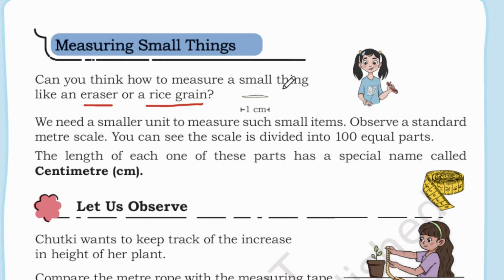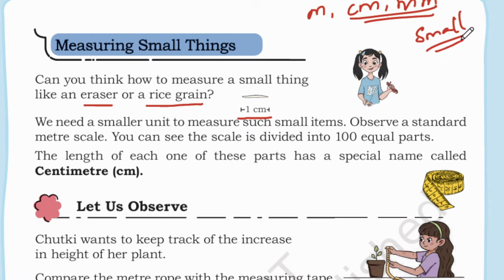Look at this picture. We have a rice grain. It is about 1 centimeter. So we need a smaller unit to measure such small items. We have many units to measure, right? Meter, centimeter, millimeter. We use millimeter and centimeter to measure objects which are very small and tiny.